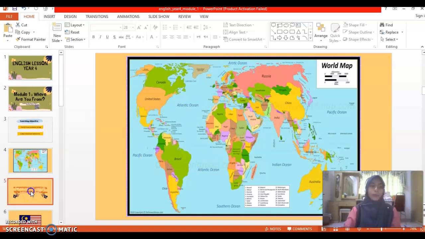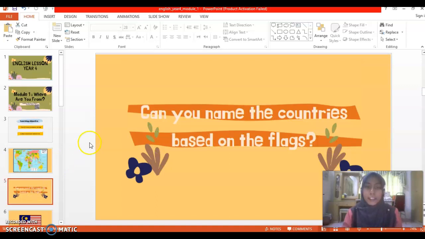Okay, so can you name the countries based on the flags? Jadi persoalan dia dekat sini, bolehkah kamu namakan negara tersebut berdasarkan bendera dia? Okay, so kalau macam kita tahu kan, setiap negara, each country has their own flag as their identity. So, setiap negara tu mesti ada bendera yang mana menunjukkan identiti mereka sendiri.